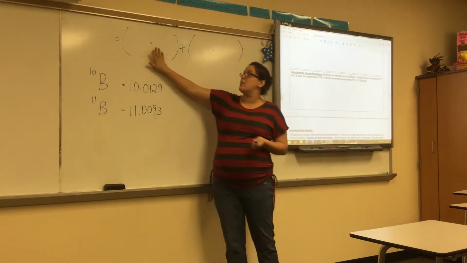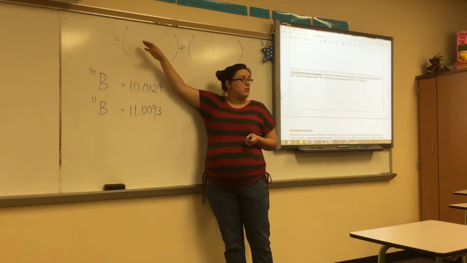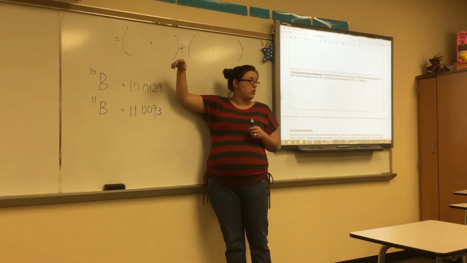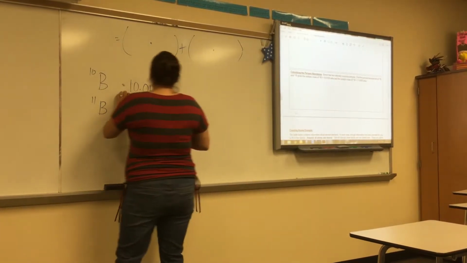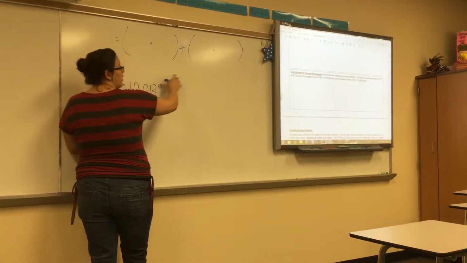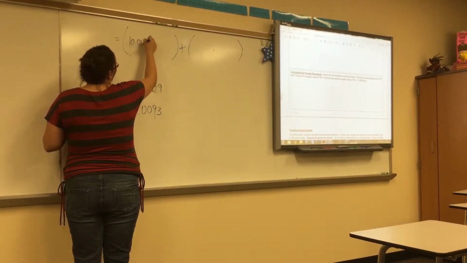Now, technically, inside the parentheses, it doesn't matter if it goes first or second, because it's always going to be the mass and the percentage multiplied against each other. Whether the percent comes first or the mass, it doesn't matter. But we're going to put this one here, and then boron 11 on the second. So I'm going to actually do it up front. Okay.